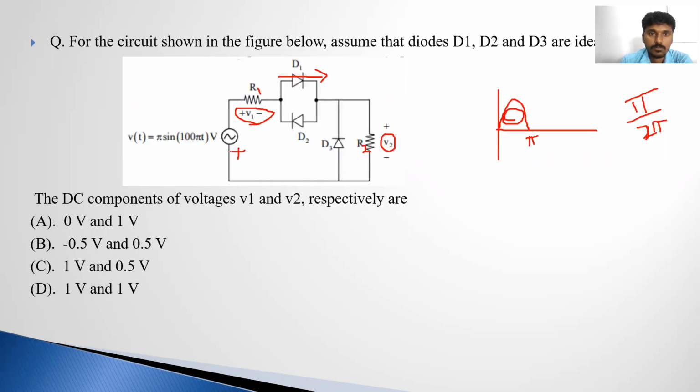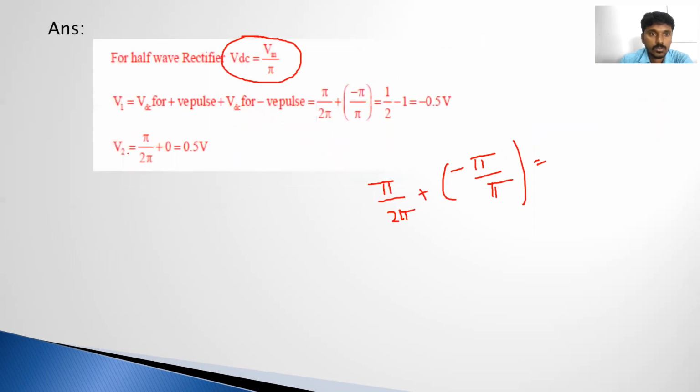So when it is positive and when it is negative, the current is flowing through this device. So when this D3 is turned on, the output voltage becomes 0. So whatever voltage exists across V2, that will become 0. So that's why we can say here, Vt is equal to pi by 2 pi plus 0.